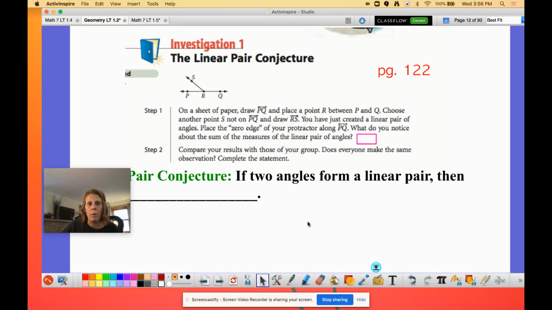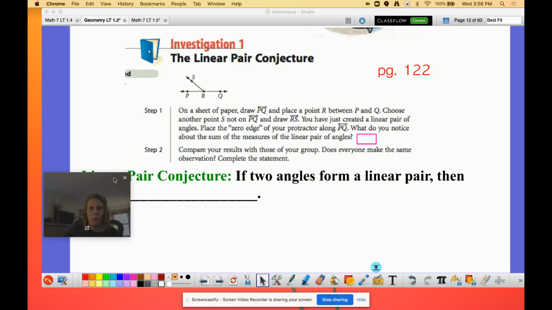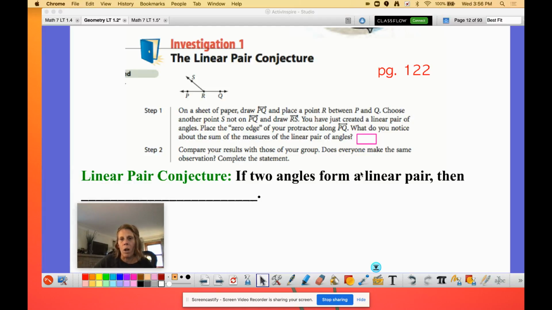On a sheet of paper, you're going to draw line PQ. You're going to place a point R between P and Q. It gives you the image right here of what you're going to do. Choose another point S, not on that line, and draw the line. When you get that drawn, you're going to use your protractor along line PQ and measure the linear pair of angles, and then tell what you notice.